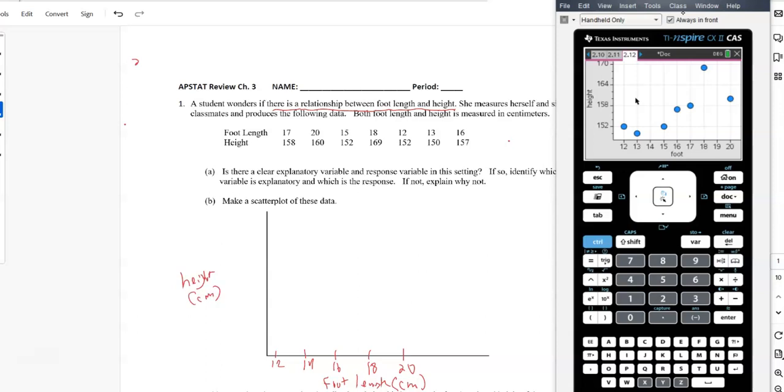And looks like that we need to go 145 to 170 or something like that. So 145, 150, 160, 170.